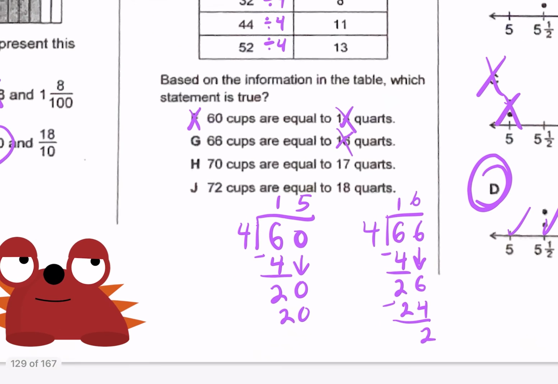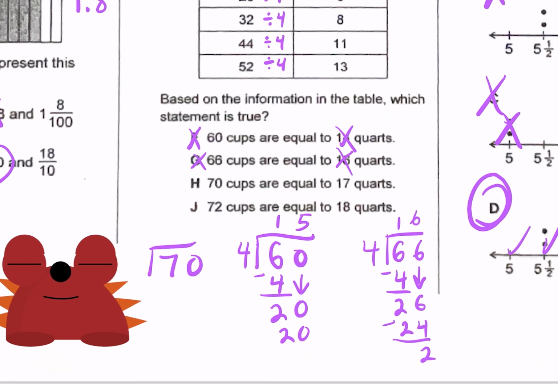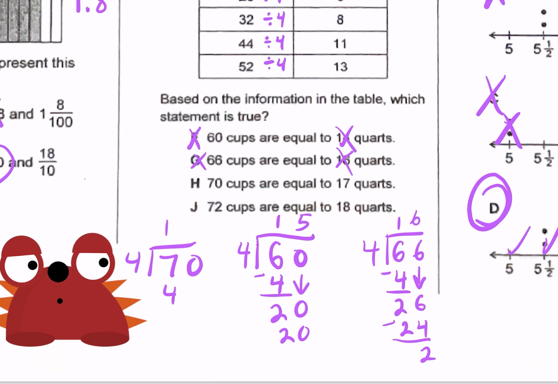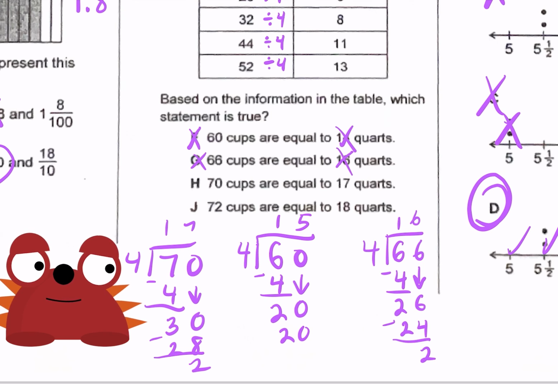Let's go to the next one, 70. 70 divided by 4. The closest you can get to 7 is 4. You put a 1 up here. You subtract it. The difference is 3. You bring down the 0. 30. The closest you can get to 30 is 28 by multiplying times 7. You still get a remainder of 2. So again, this quotient matches this number, but it's telling you have a remainder. So that's not going to be the answer.